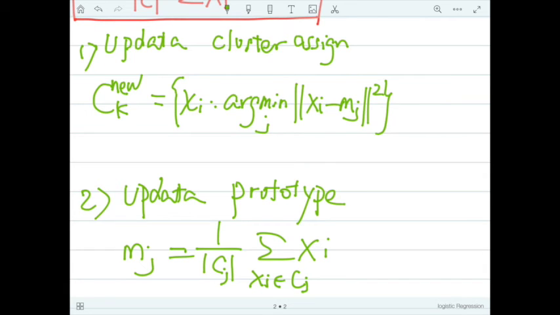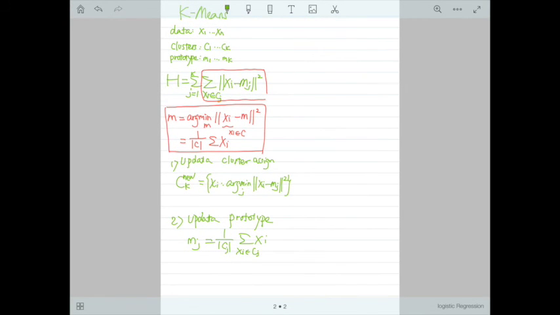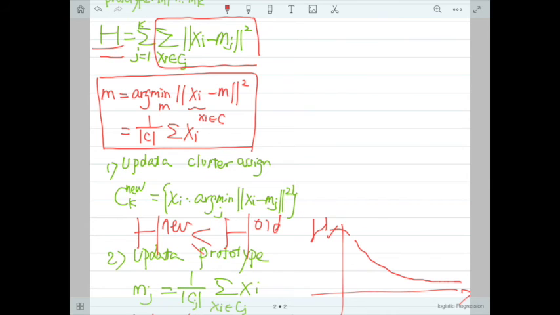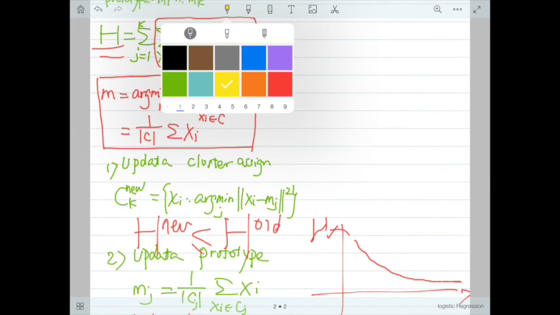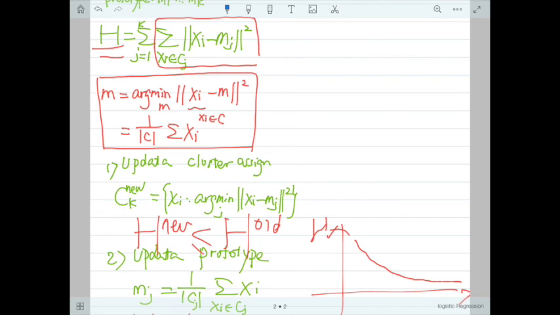To show that this algorithm converges, we simply need to show that both step 1 and step 2 decrease H, the objective function of this algorithm. If we look into the definition of each step, it's easy to understand. When updating the cluster assignment, the prototypes remain the same. But we already use this argmin operator to find the right j, so H should be at least not greater than the previous H after this step.